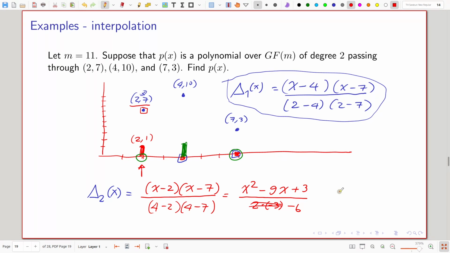Okay, if you want to divide by minus 6, it's really hard. So minus 6 is 5, right? So it's going to be 5. You divide the whole thing by 5. But how do you divide by 5? You multiply it by 9. Recall the table on the other page. You have a table, right? So the inverse of 5 is 9, so it's going to be 9 times x squared minus 9x. Minus 9 is 2, right?